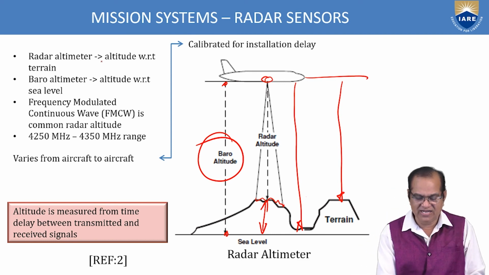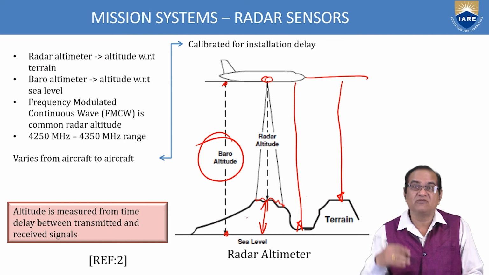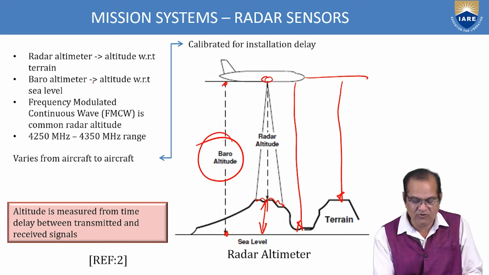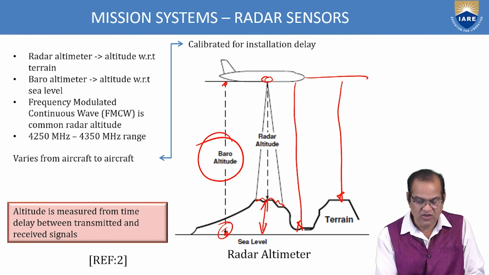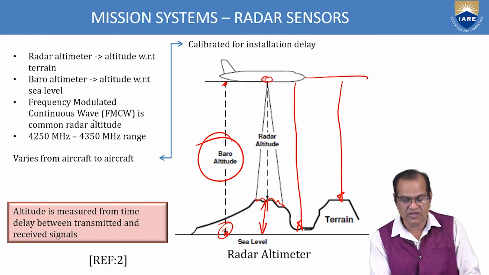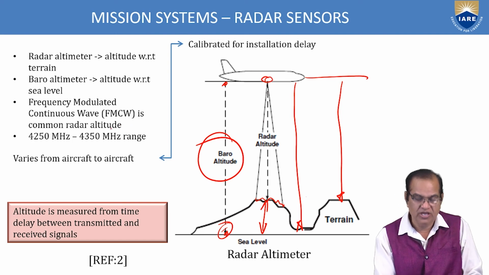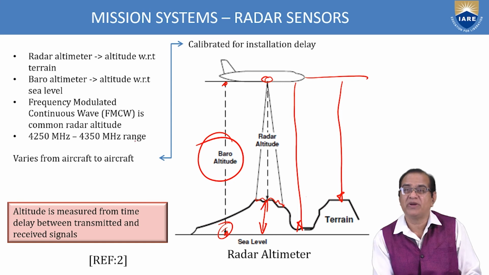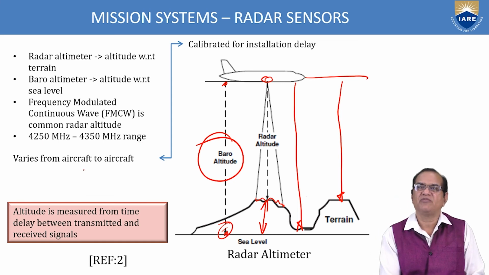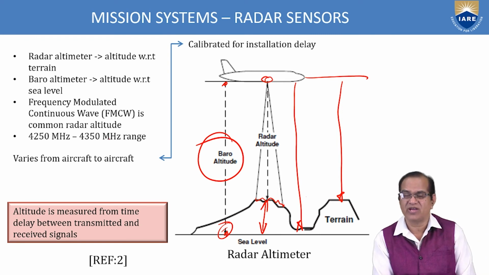So the radar altimeter gives the altitude with respect to the terrain. If it is a hill, it will show from the top of the hill. The baro altimeter gives altitude with respect to sea level, as shown here. Frequency modulated continuous wave, FMCW, is the common radar altimeter. The frequency is in the range of 4250 to 4350 megahertz, and may vary from aircraft to aircraft, because for military aircraft they keep it secret.